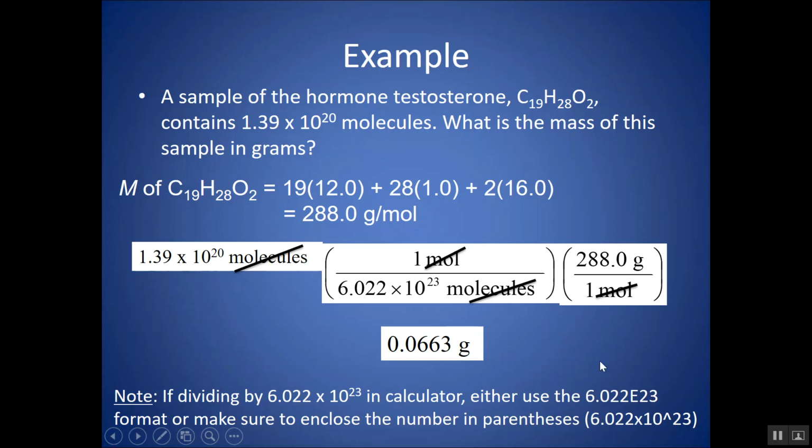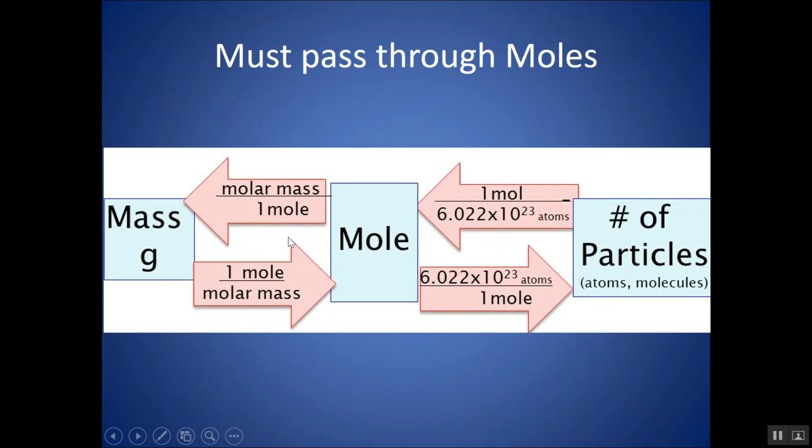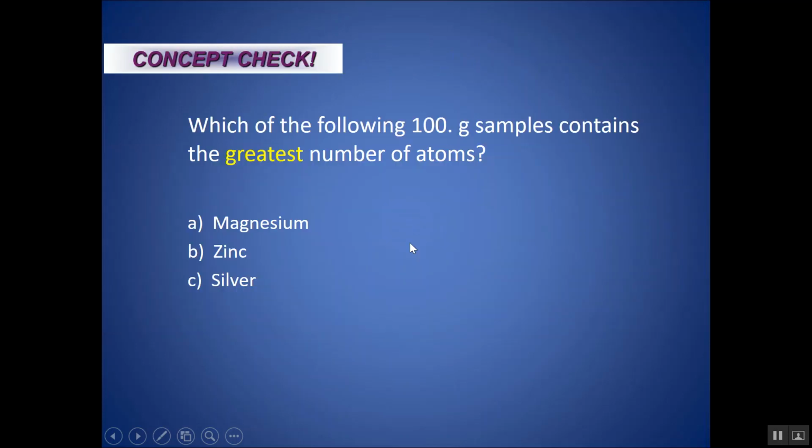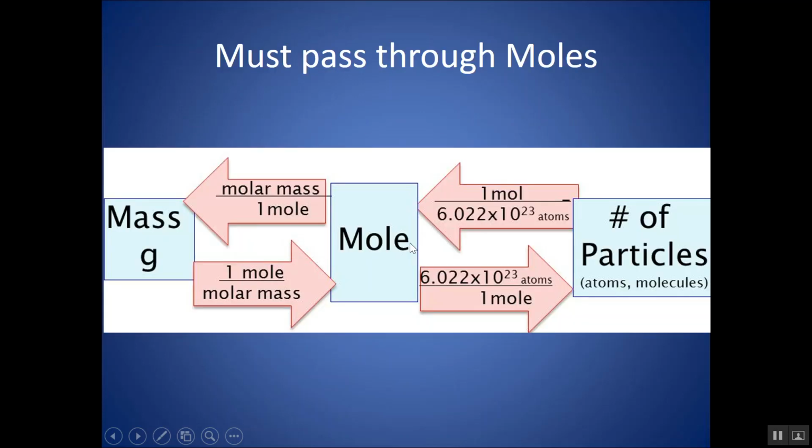Your choice. So if you want a nice visual here, as a reminder, to go between mass, grams, and particles, I've always got to pass through the mole first. When in doubt, mole it out. So if I start with moles, I can go directly into grams or particles. But to go mass to particles or particles to mass, particles meaning atoms or molecules, notice I've got to pass through the mole first. This might be a helpful graphic to look at.